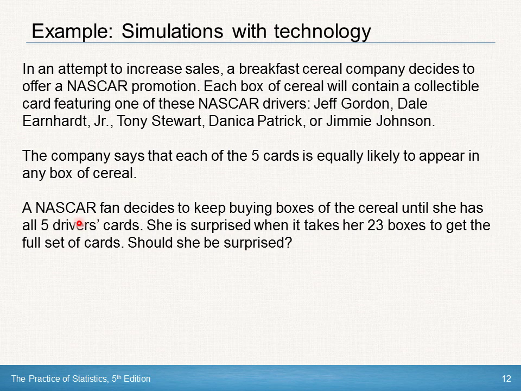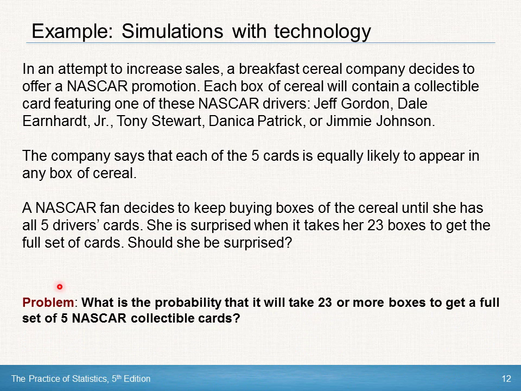A, that's going to be really expensive. B, that's a lot of cereal I've got to eat. And D, that's time consuming. So this is where we're going to use our technology to answer our question. So the problem is, what's the probability? So here's your probability statement: that it will take 23 or more boxes to get a full set of 5 NASCAR collectible cards. All right, so how can we use our state plan do conclude to answer?